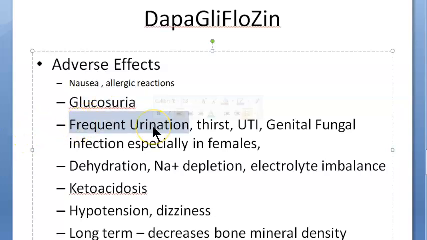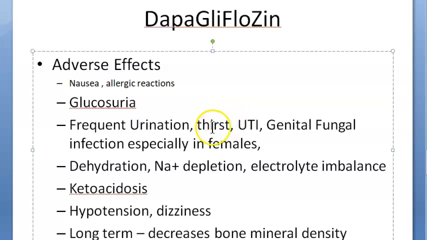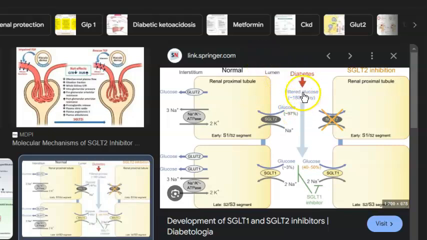Frequent urination, obviously, you're asking the kidney to throw out the glucose. Thirst, why will they have thirst? Because they are losing sodium. Look at this diagram here, filtered glucose. That means the kidney tubules have removed this glucose. Okay. So somewhere here is going to be your urine, right?